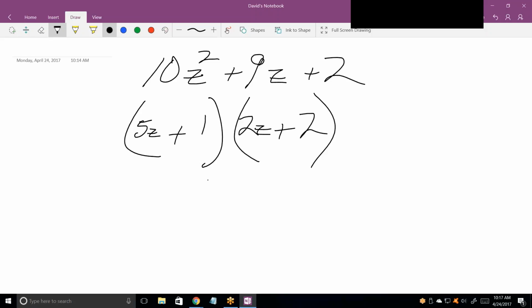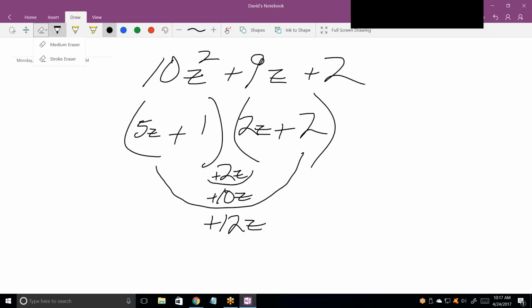The way you tell, and this is an important part of the solution, is figure out what the inside and the outside is. There's the 2 insides multiplied together, the 2 outsides, and then add them together, and that needs to be your middle term. Well, in this case, it's not. So let's go and try 2 and 1 instead of 1 and 2.